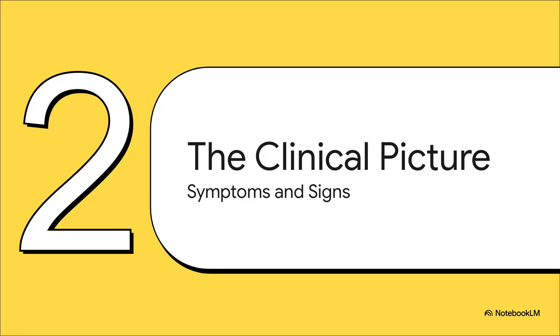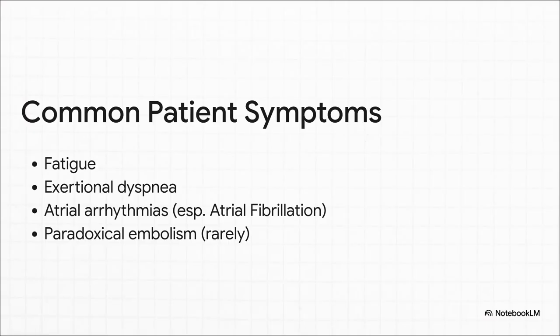All right, we've got the what. Now for the how. How does this actually show up in a patient? What are you going to see in the clinic? What should you be looking for? The crazy thing is, a lot of people with an ASD have zero symptoms for years, even decades. But that constant volume overload on the right heart eventually catches up. Patients start feeling tired, getting winded with exercise, and in older adults, that stretched out right atrium becomes a perfect setup for arrhythmias, especially AFib.